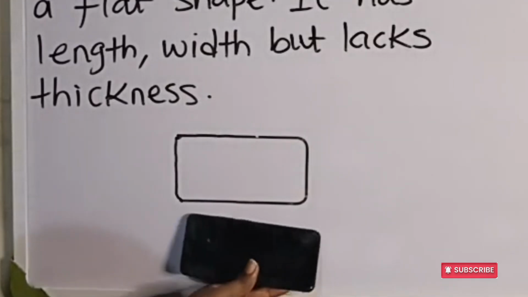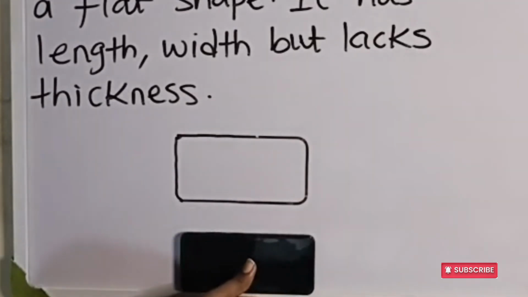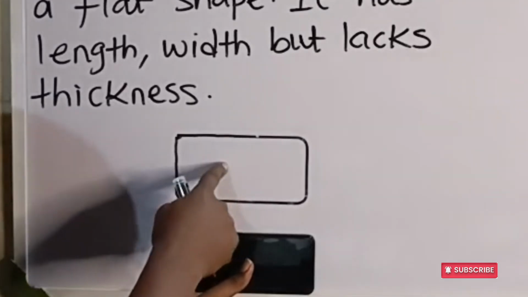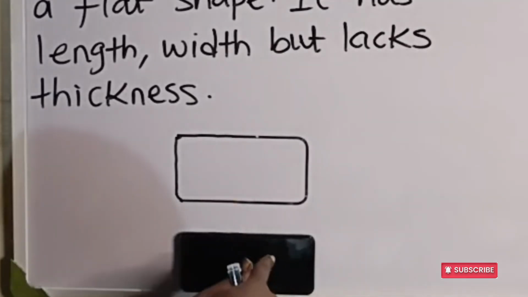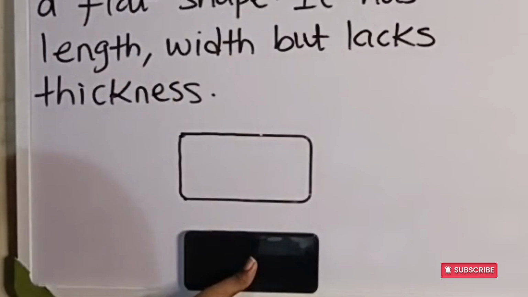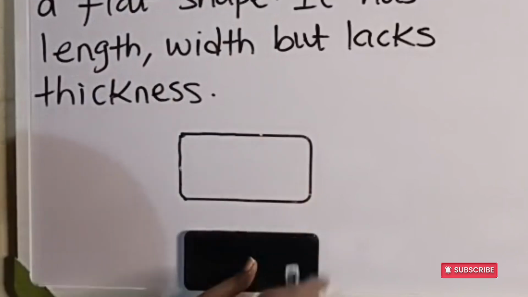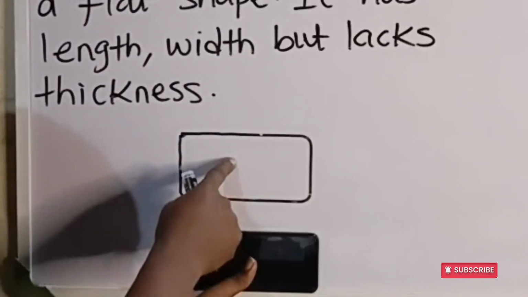So they look similar from your point of view. They have the same shape. But this shape is different from this shape. The shape of this phone is not a 2D shape. It's not a two-dimensional shape. But this shape here, although it looks similar to this phone, is a 2D shape.